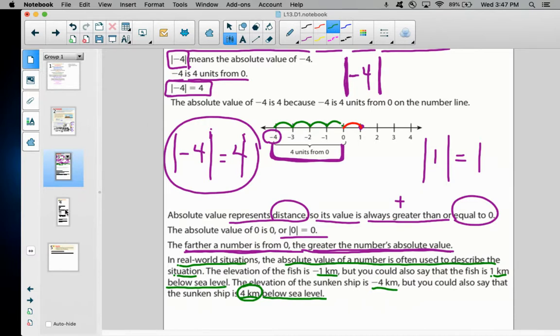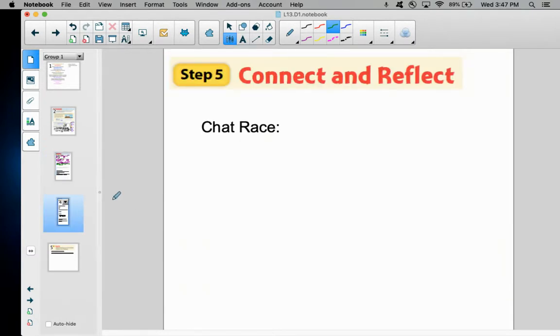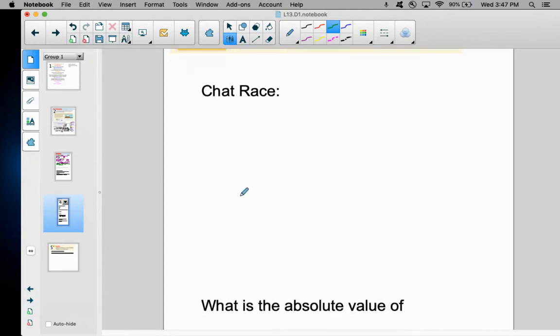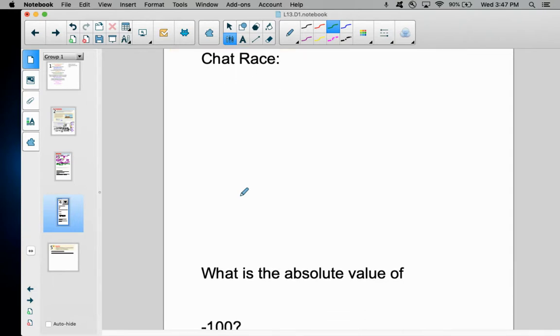So absolute value, new concept. That's why I'm giving you that notation and video in this form. In class, we're going to do some chat racing. So I'm going to just go over these answers.